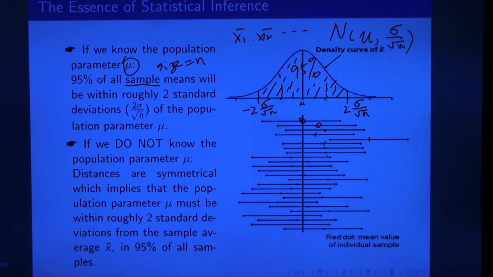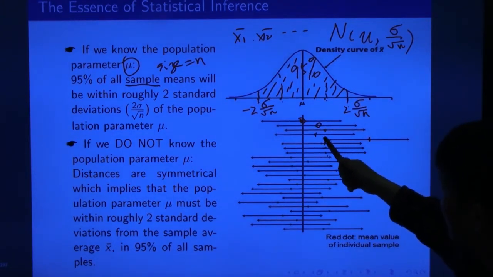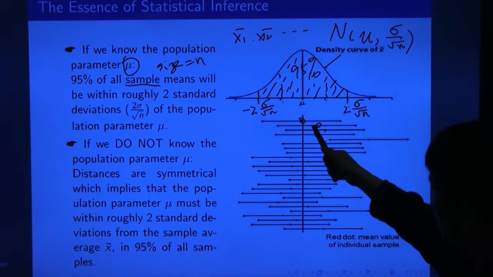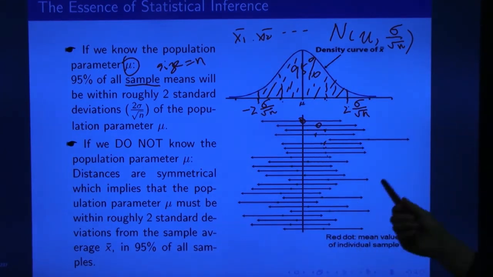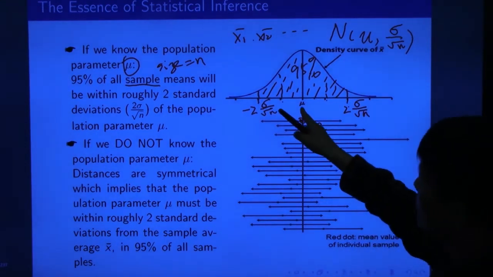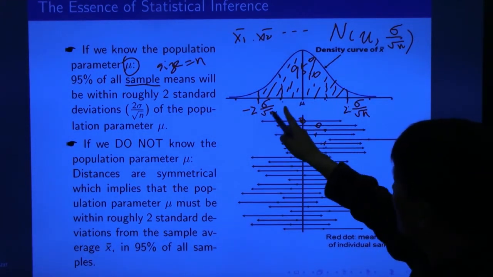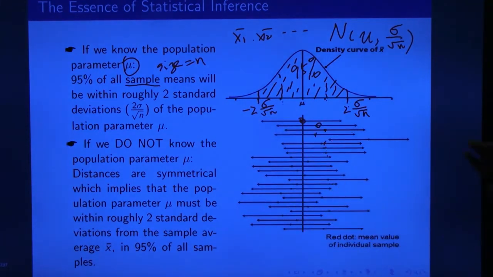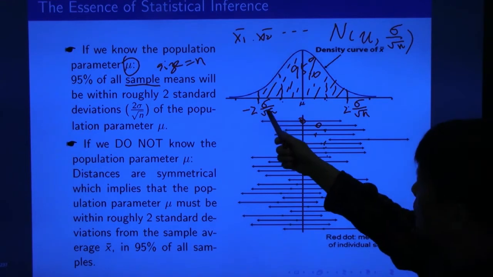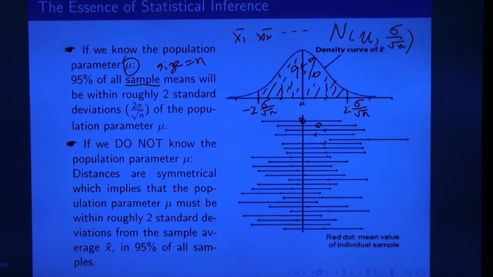From chapter 1, the properties of the normal distribution, we know that 95% of these red dots, which are the means of the samples, will be within mu plus and minus 2 standard deviations of the distribution, which is plus minus 2 sigma over square root of n.